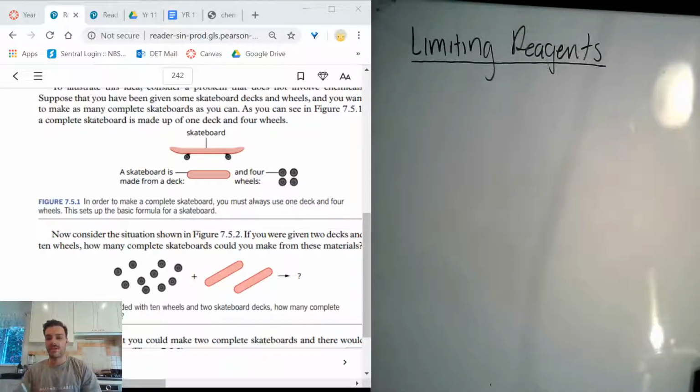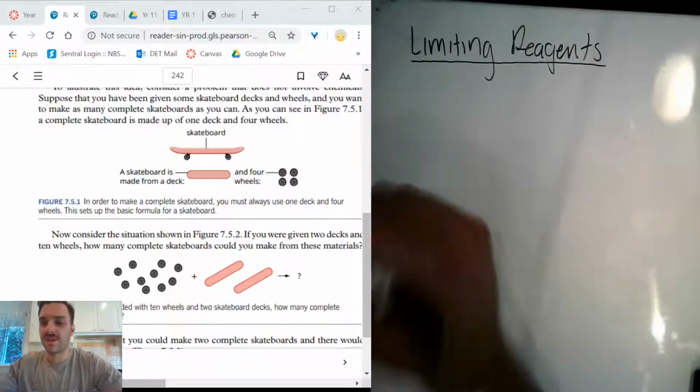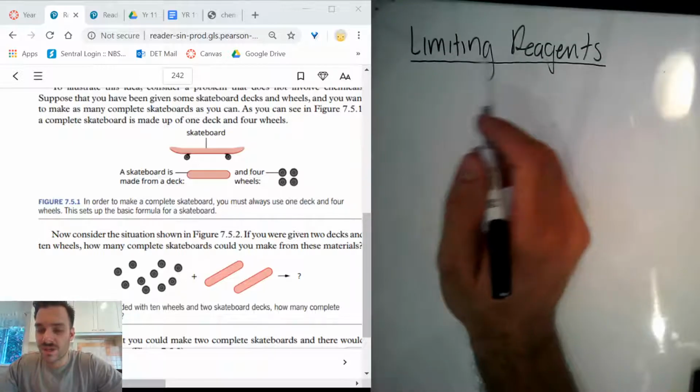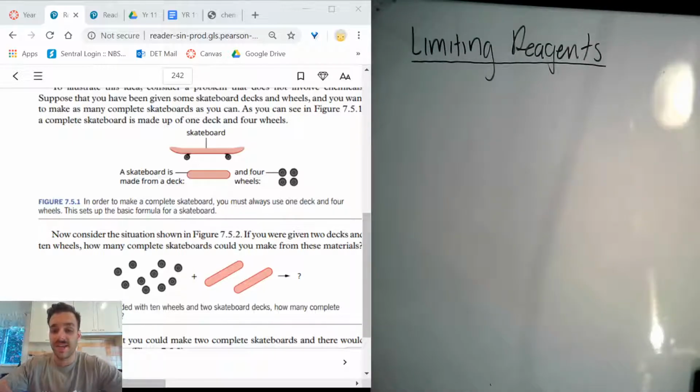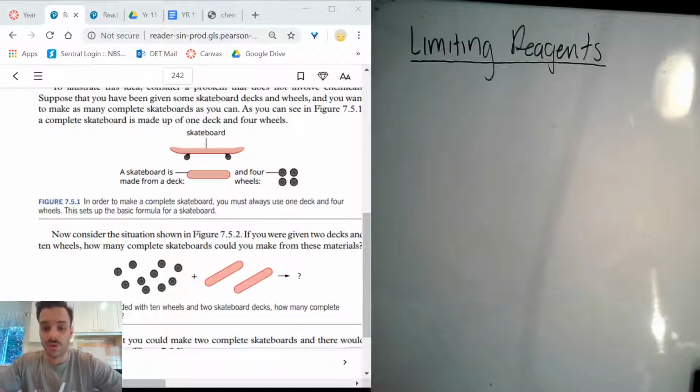Hi guys, today we're going to look at some problems with mass stoichiometry regarding limiting reagents, where you have one thing that's actually in excess and you need to work that out before you do your mass calculation as previously. So let's have a look at the example from the textbook really quickly. A skateboard is made from a deck and 4 wheels. So we can say that this is like a reaction where one deck plus 4 wheels gives us a skateboard.